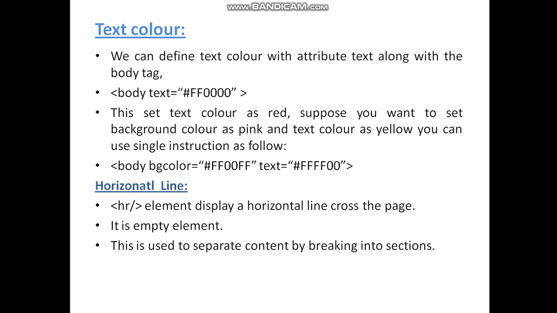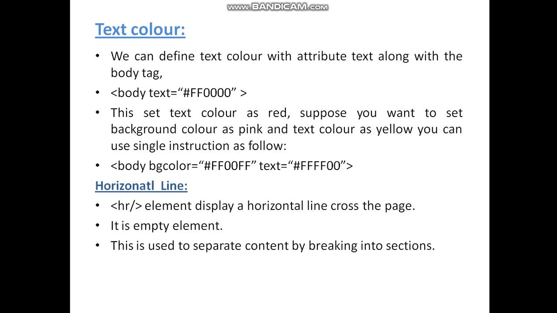We can define a text color with the attribute text along with the body tag. Here for that we use body text equal to, in inverted commas, FF0000, which is the hexadecimal value of a color. This value indicates red color. Instead of this hexadecimal value we can use red, to set the text color as red.